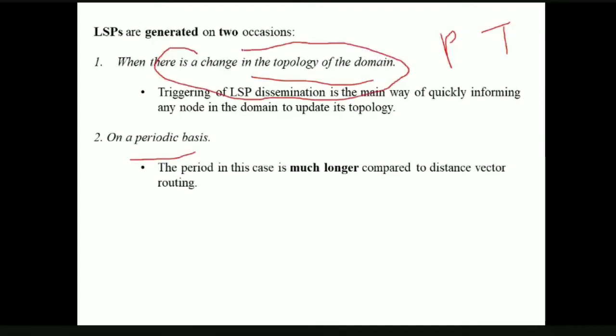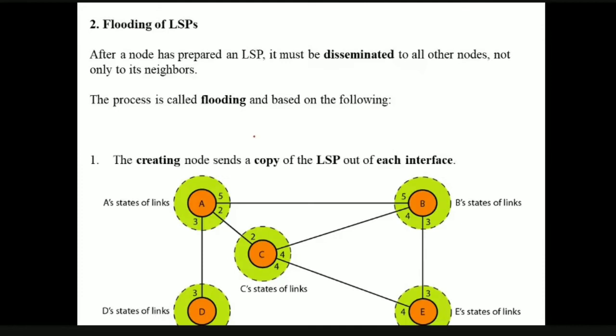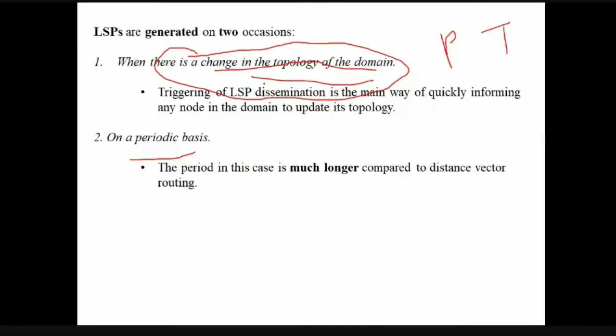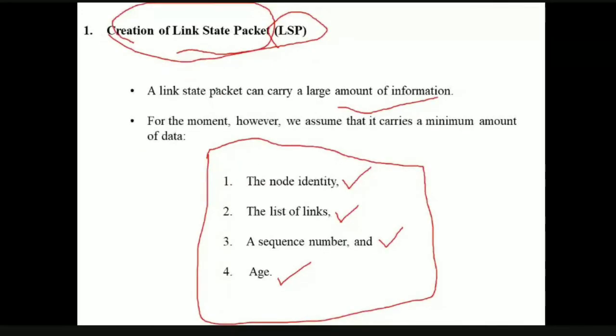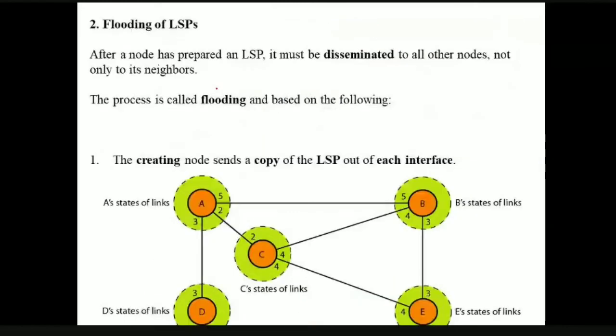That is, we have to trigger the dissemination of the LSP if there is any change in the topology of the domain. Okay. Now, coming to the second part. The first part we have completed, right? In the first part, what have we done? We have generated, or created, the link state packets. Now, what is the second part? The second part is flooding of LSPs. What do you mean by flooding? Flooding means sending all the packets to all the connections from a particular node.